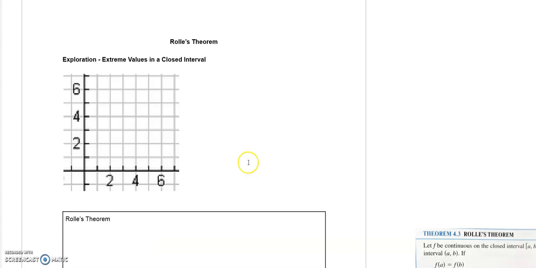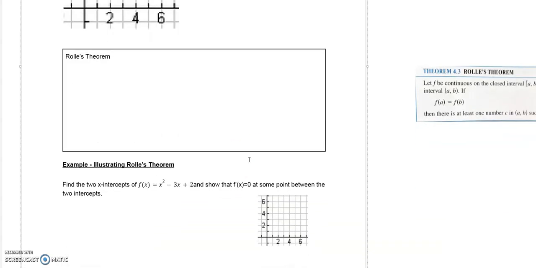Okay, so here we're going to be taking a look at something called Rolle's theorem and the mean value theorem, and they are very similar to each other, and we'll talk about them and do a couple examples.